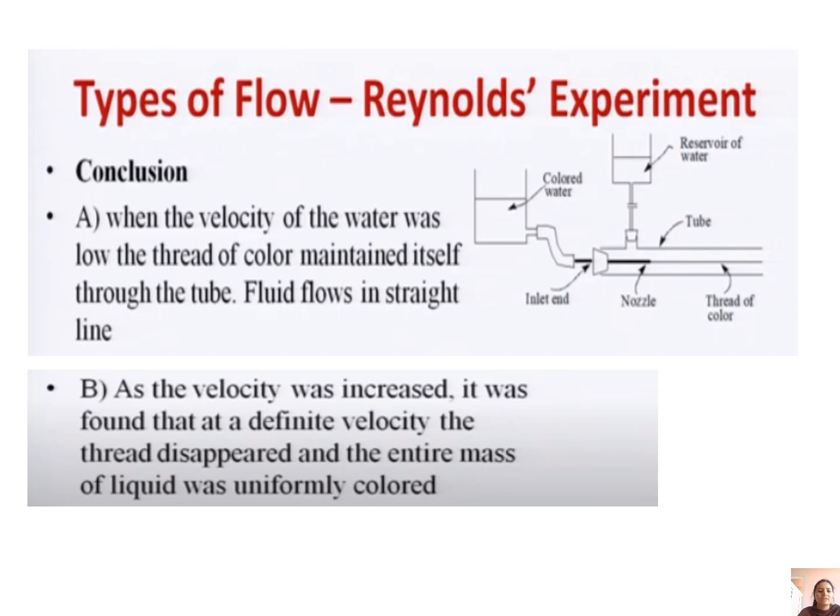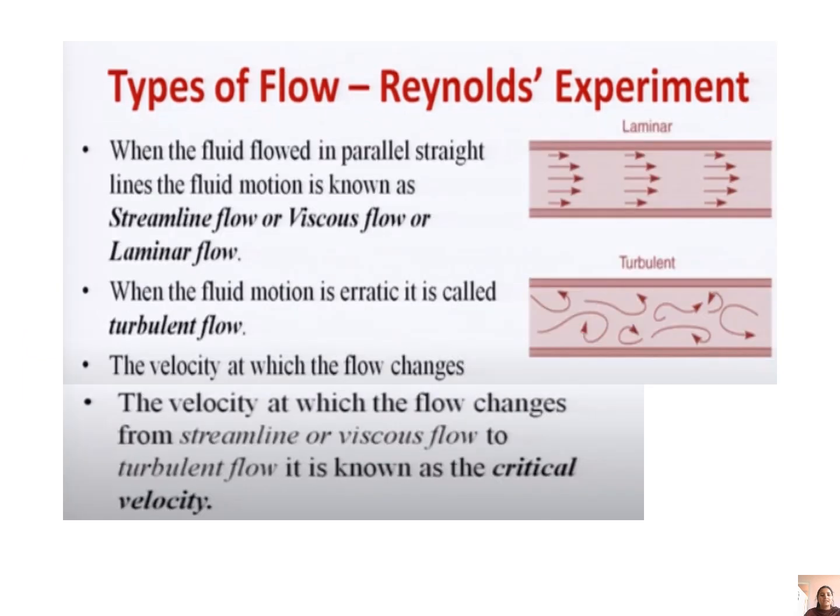One conclusion is when the velocity of the water was low, the thread of color maintained itself through the tube, the fluid flowing in a straight line. And the second is, as the velocity was increased, it was found that at a definite velocity the thread disappeared and the entire mass of liquid was uniformly colored. And next is the types of flow. According to Reynolds experiment, we have different types of flow.